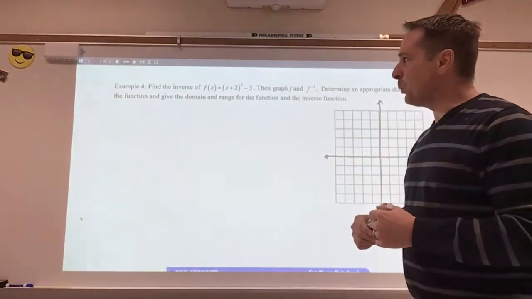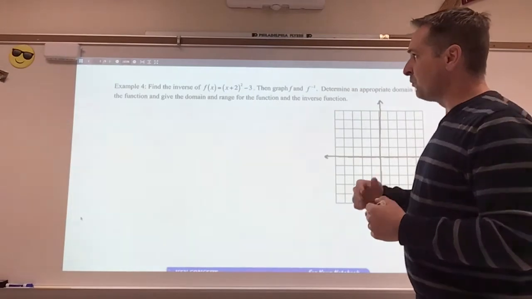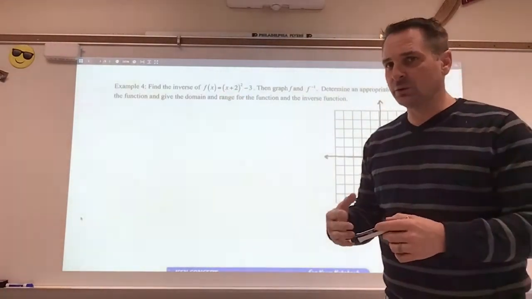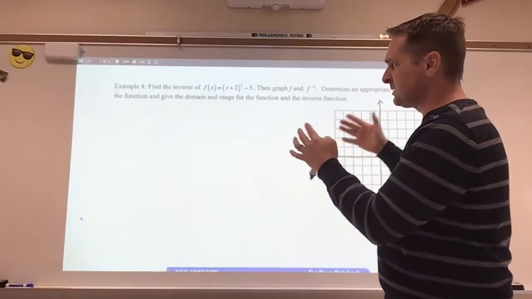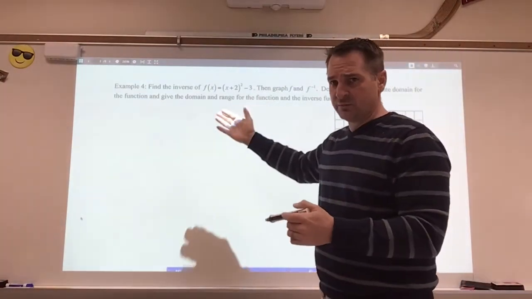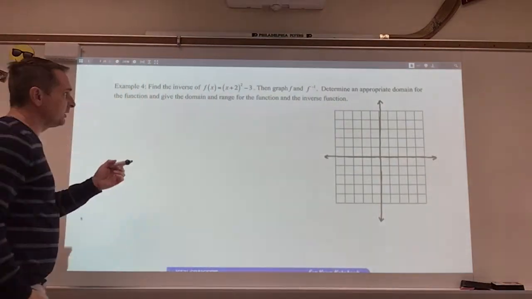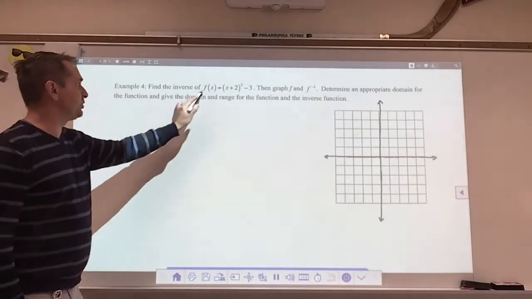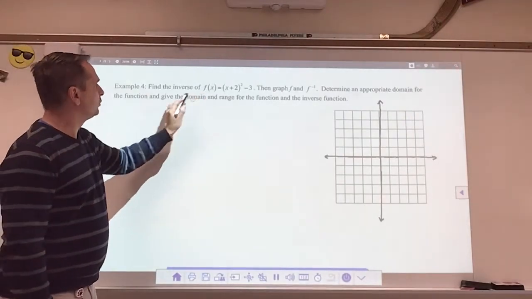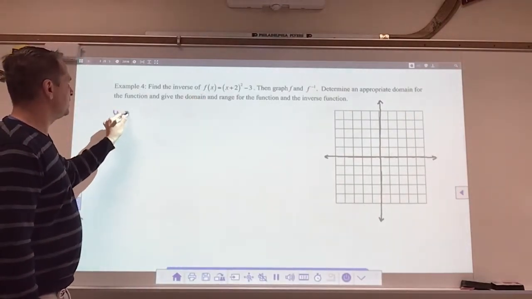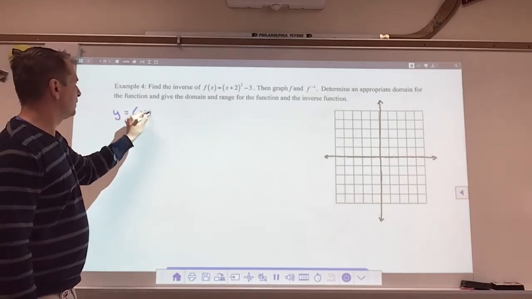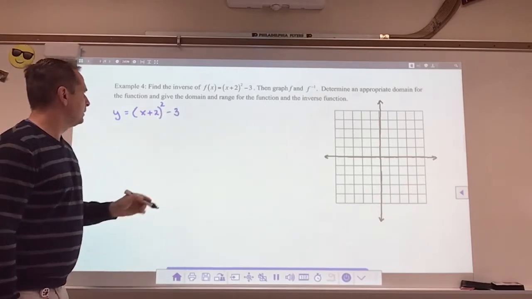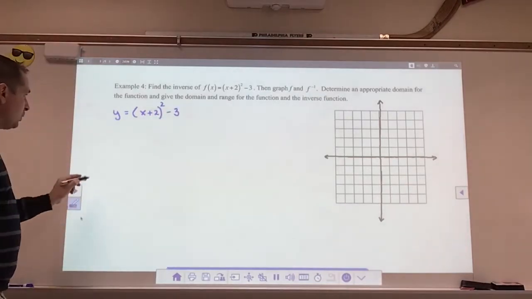Okay, let's take a look at what we just discussed up above. For example 4, we have a function, and we are asked to find the inverse. So let's take this apart and do things one step at a time. Let's find the inverse of this function. If we think back to our steps, let's take the function and replace f of x with y. Now let's flip our x and y values.